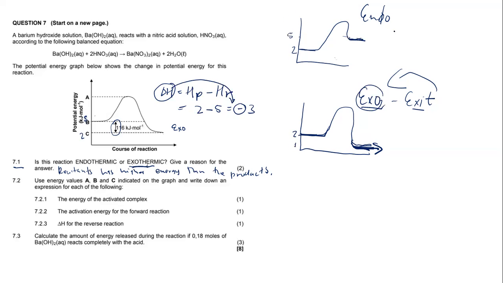So when you want to determine delta H of this reaction, what are you going to do? You're going to say the product minus the reactants. The product is 5. The reactants is 2. So 5 minus 2 is positive 3.